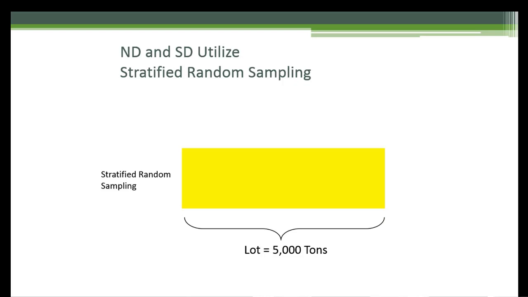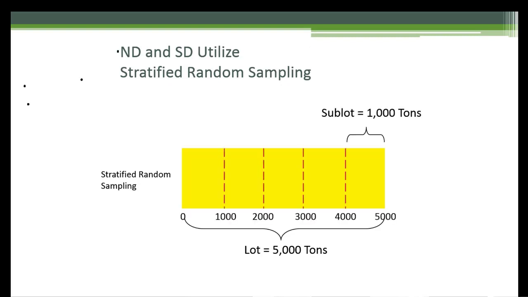So both states utilize what's actually called stratified random sampling. And all that means is that we take the lot, the entire amount we're accepting, whether it's a day's production in North Dakota or a defined 5,000 ton lot in South Dakota, and break it down into smaller pieces, into sublots. And then we still use random sampling within those sublots.